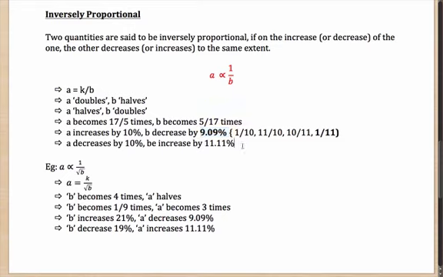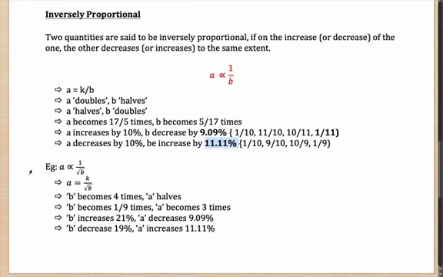Let's use the same logic again. What happens when A decreases by 10%? That means A is going down by 10% or 1 by 10. That means A becomes 9 by 10 of the original. So B will become 10 by 9 of the original, or B will go up by 1 by 9. And that's why 1 by 9 is 11.11%, and that's how you get these values.